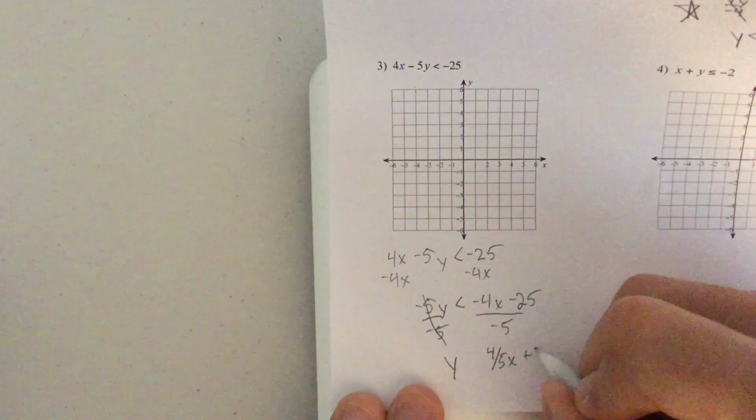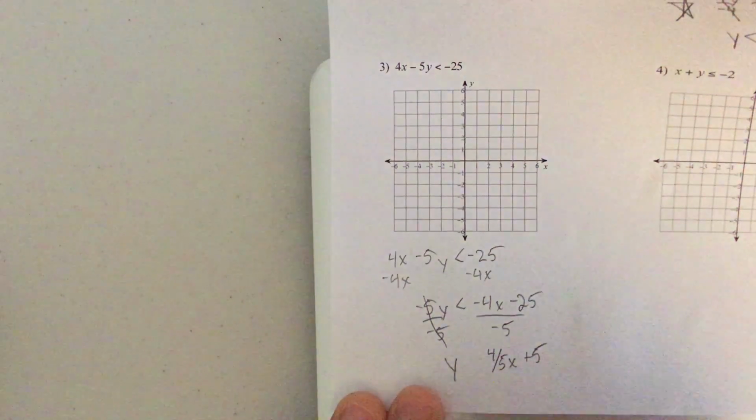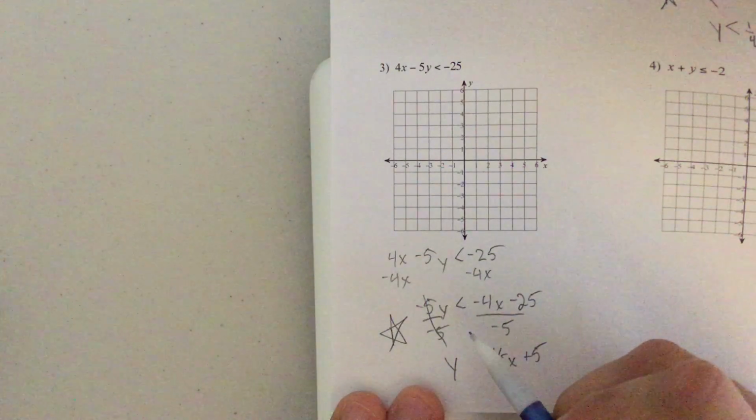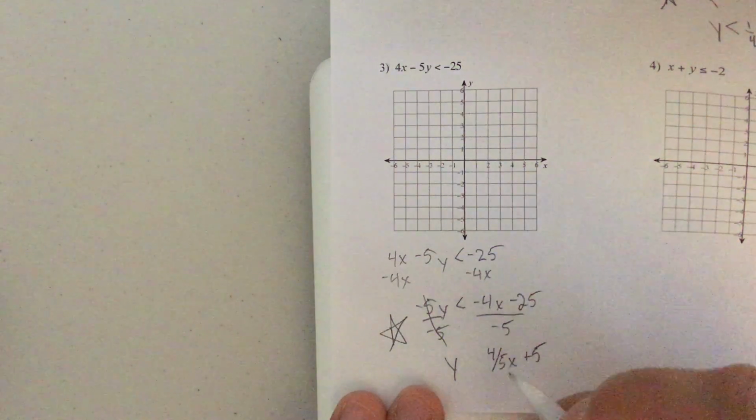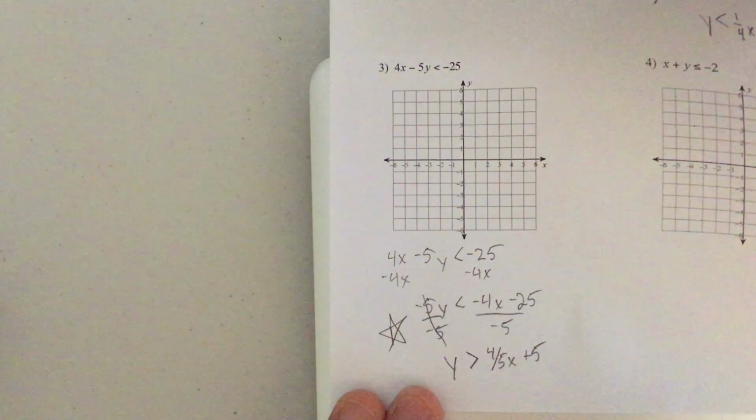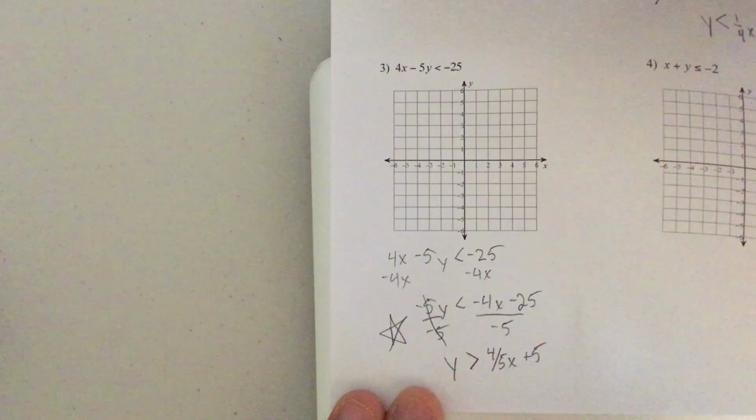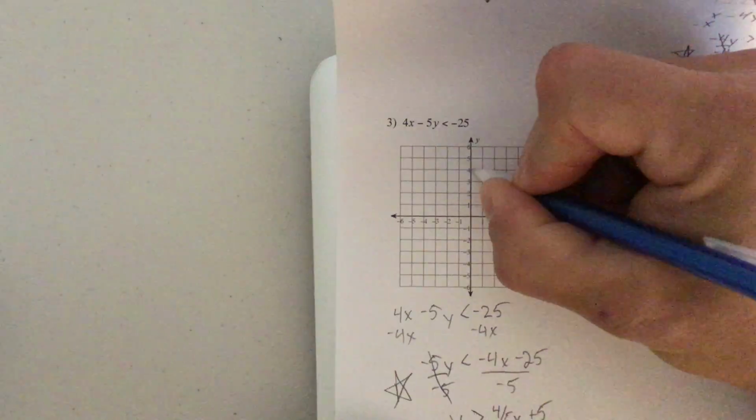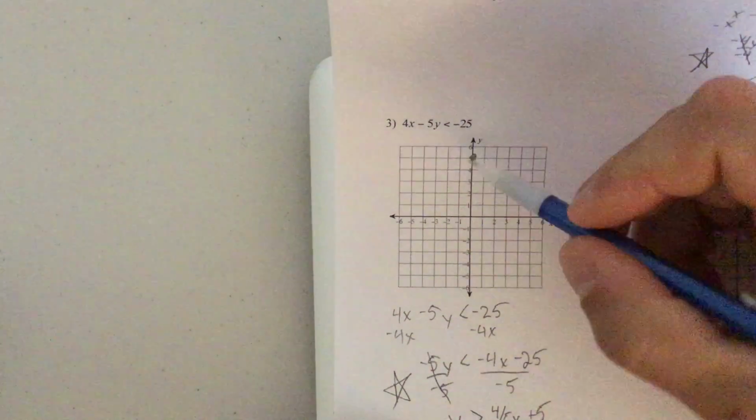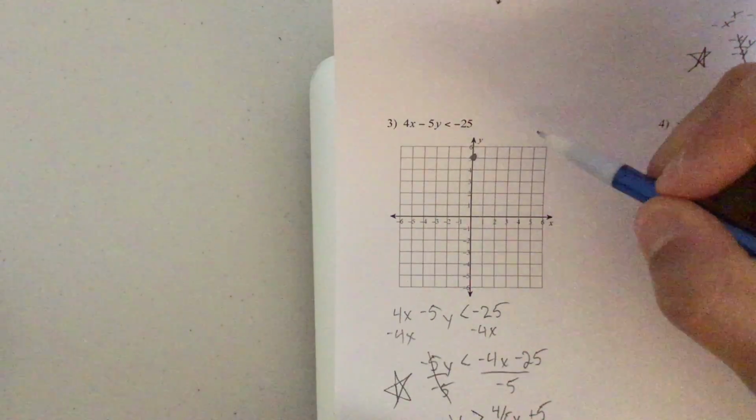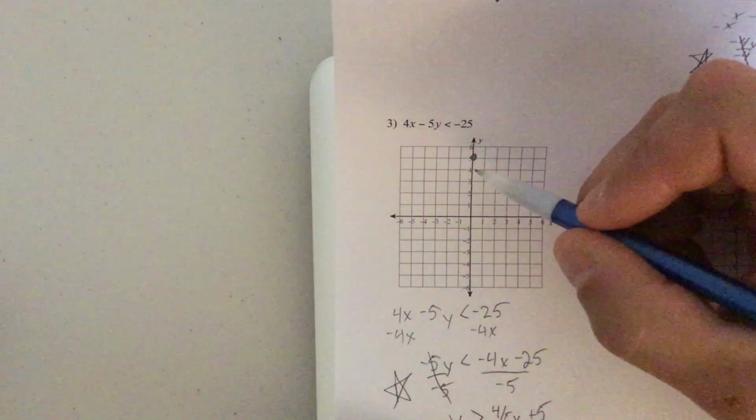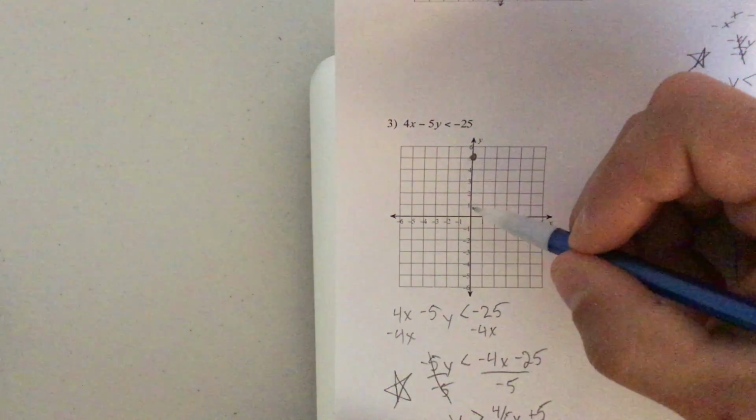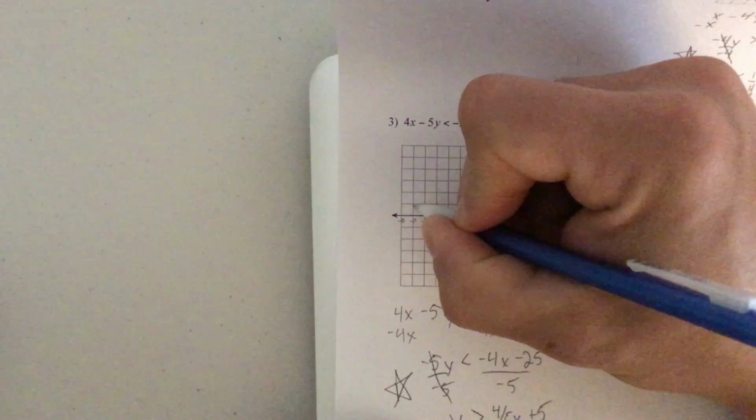We get a positive 4/5 x plus 5. But once again, right here, we divided by a negative. So that means my symbol is going to flip. It's no longer less than. It's greater than. It's only when we multiply or divide by a negative, folks. From here, the graphing, well, we're pretty good at the graphing, except, up 4/5, that doesn't fit on my graph. If it doesn't fit, go in reverse. Instead of going up 4, right 5, go down 4, left 5. That will work as well.